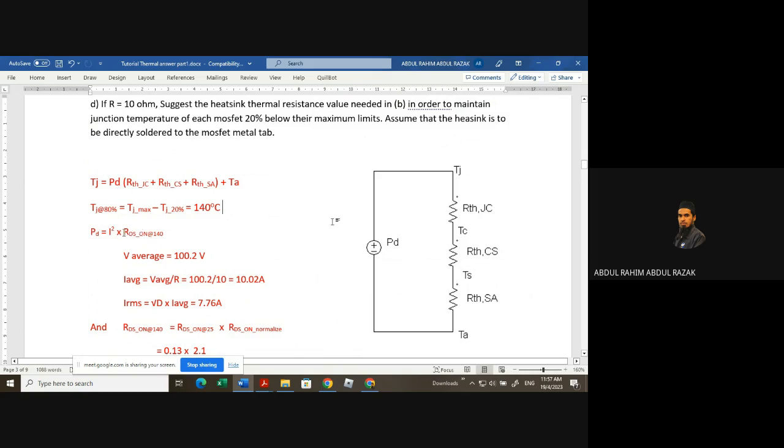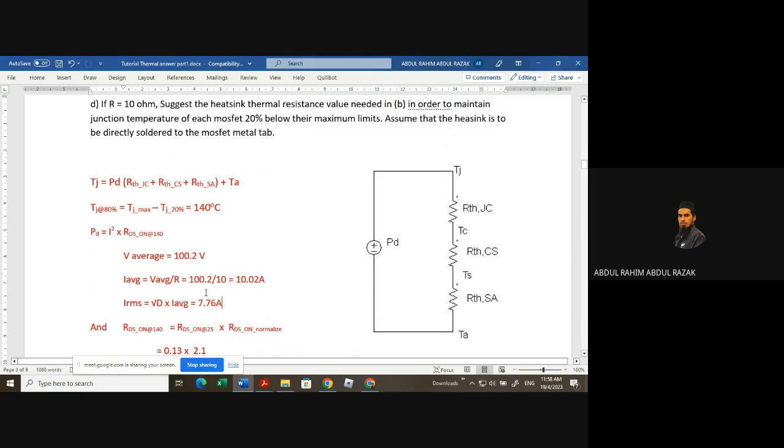RDS on now you have to consider at 140°C, no more at 175, because we have stated that we shall operate this device or circuit at 140°C only. We calculated the average voltage just now, 100.2 volt. How much is the average current? Average voltage divided by the resistor value, and so we have an average current of 10.2 ampere. Out of this 10.2 ampere average, the RMS value is square root of D times I average, 7.76 ampere.